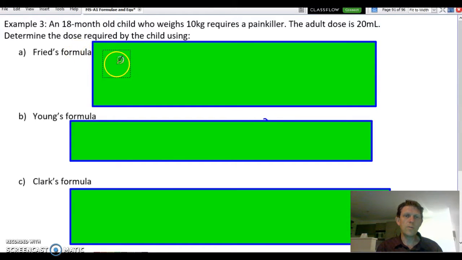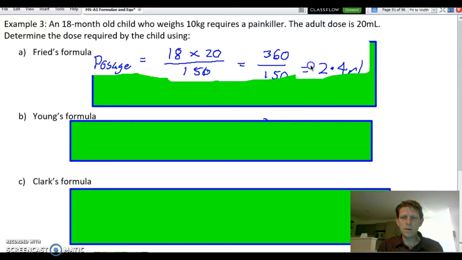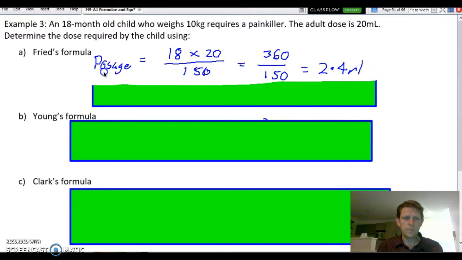So the first question here we've got an 18-month-old who weighs 10 kilos and they're required to get a painkiller. The adult dose is 20 mils. So what dose is required for the child using each of these formulas? So firstly, using Fried's formula, the dosage is equal to the months, so 18 months, times the adult dose, which is 20, over 150. So once we work that out, we end up with 360 over 150, which is 2.4 mils.